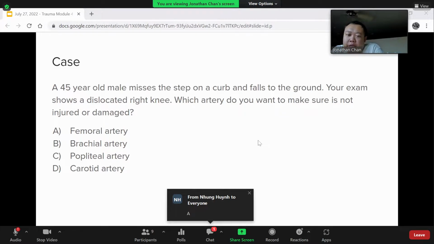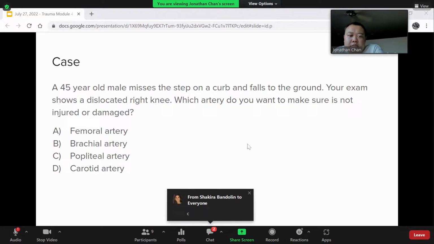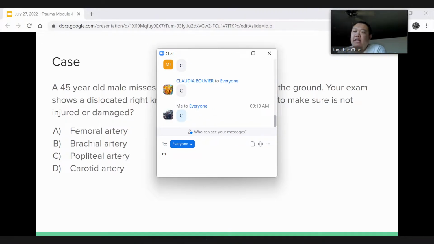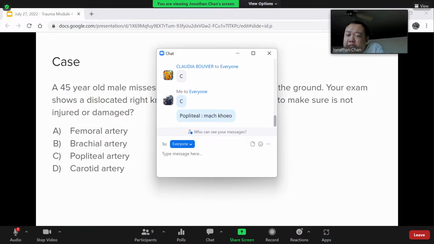You have one answer for A, and some answers for C. Yeah, so the answer here is C, right? The femoral artery is important to evaluate as well if you're concerned about an injury. But the main concern with a dislocated right knee is the popliteal artery, which runs behind the knee. It's one of the arteries that can get injured and swollen, and we want to make sure that's not ruptured or lacerated before we continue on with the exam there.